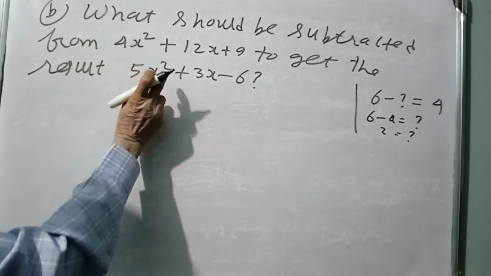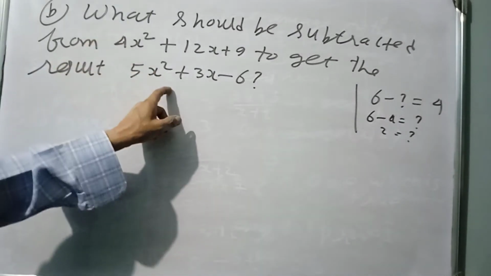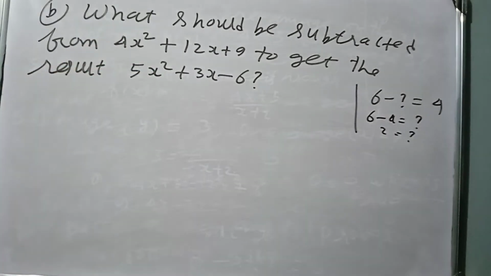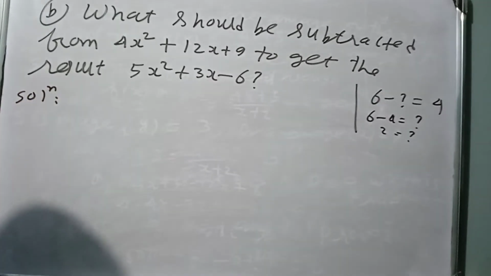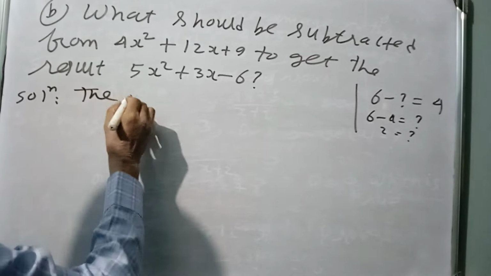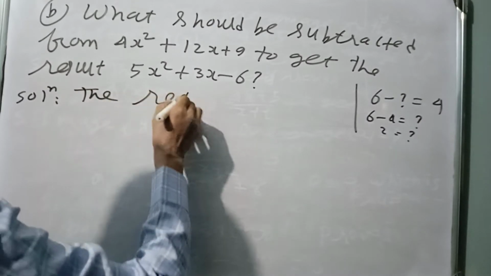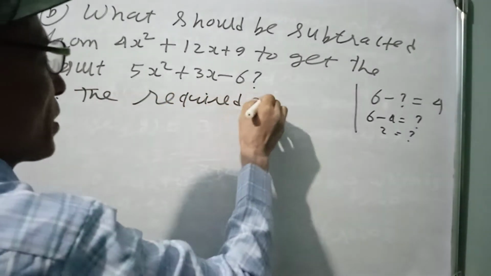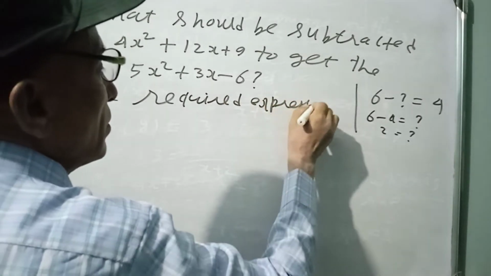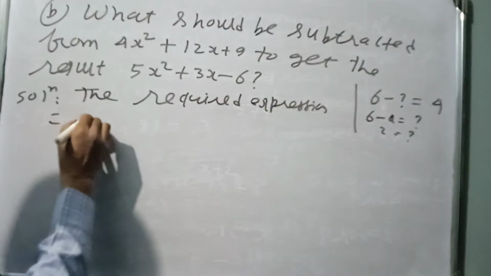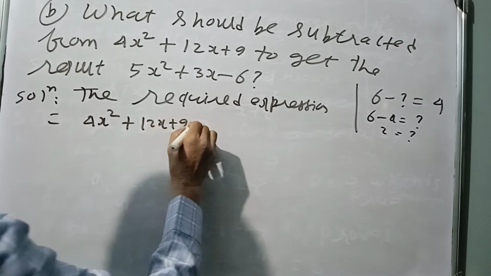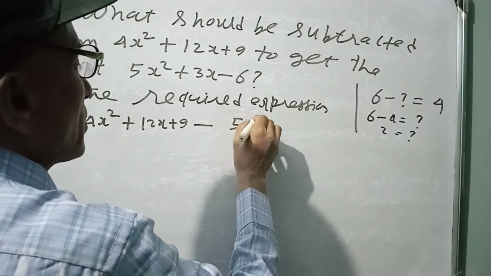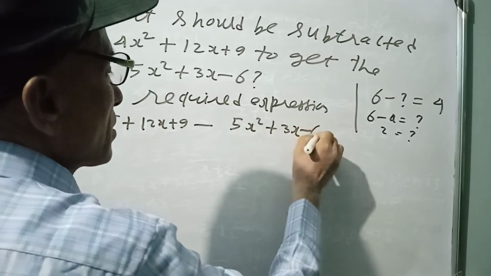What should be subtracted from this to get the result is the same as what we get when we subtract this from that. But without showing the process, what is given? The required expression equal 4x square plus 12x plus 9 minus 5x square plus 3x minus 6.